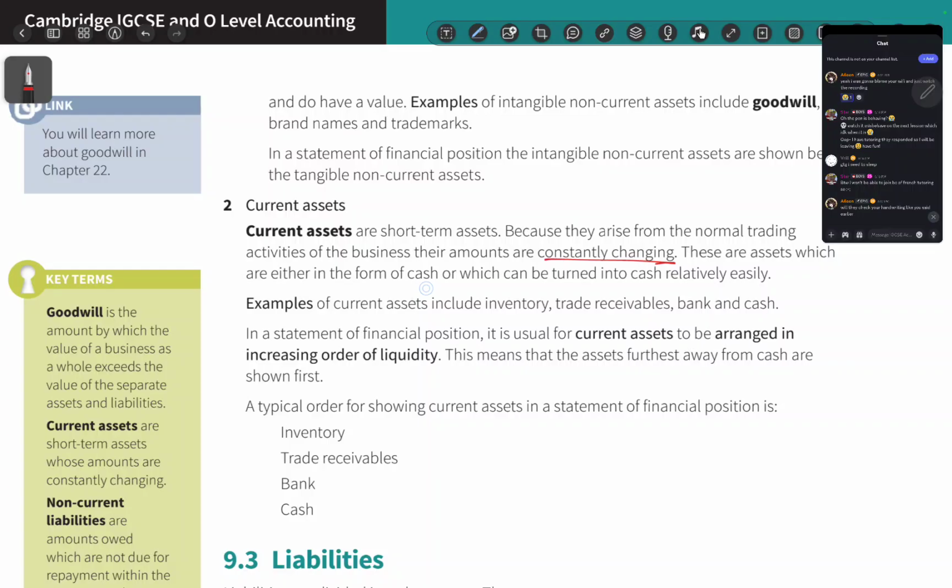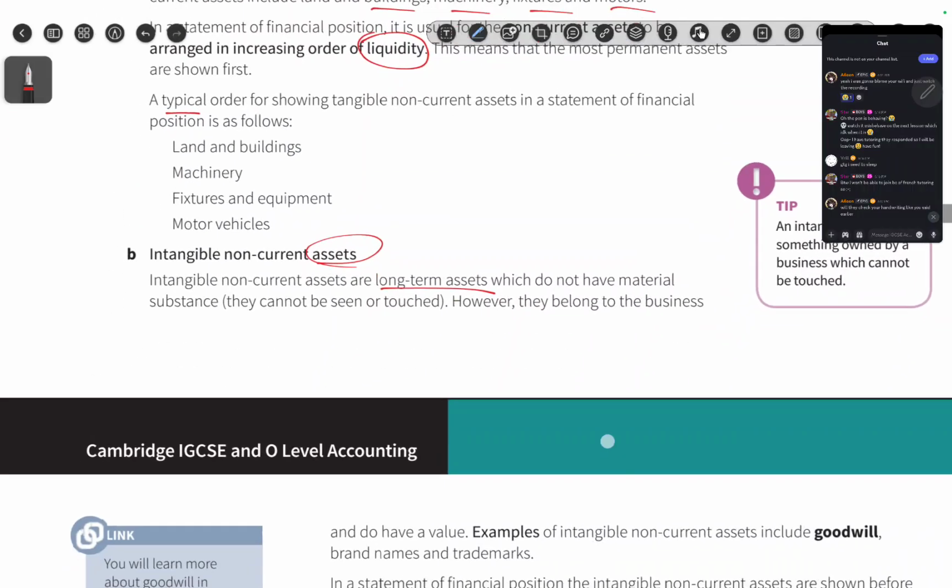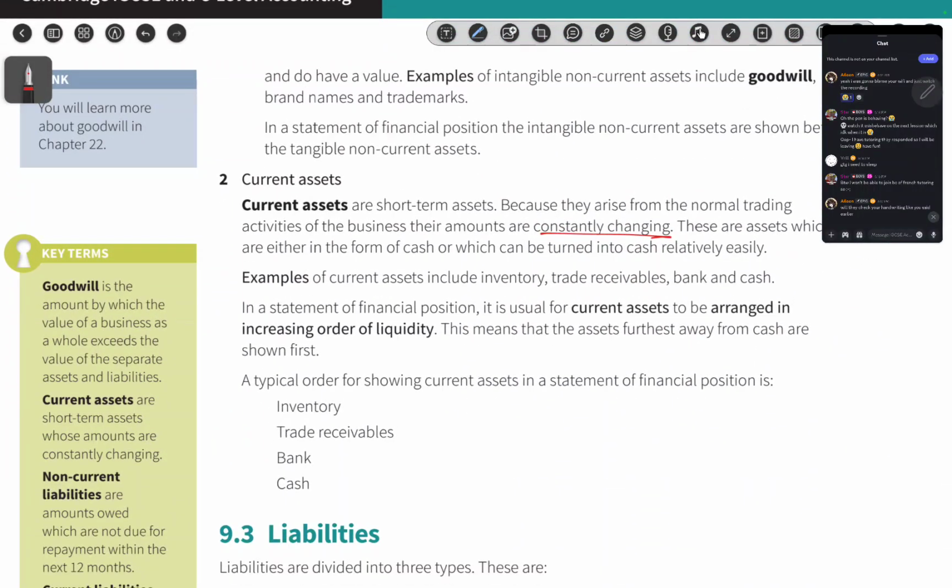These are in the form of cash, or can be turned into cash comparatively easily. You can't really sell your land and building that easily, but you can sell your goods that easily. Examples include your inventory, trade receivables, bank, and cash. This is something you're going to have in every single balance sheet. This is the most basic of the current assets. But if it's a service sector business, then of course you won't have inventory and you won't have trade receivables.